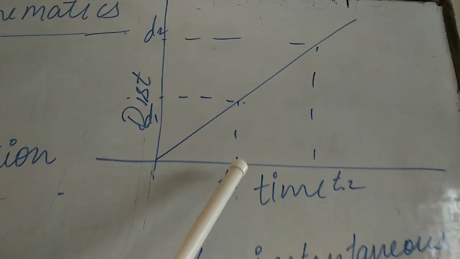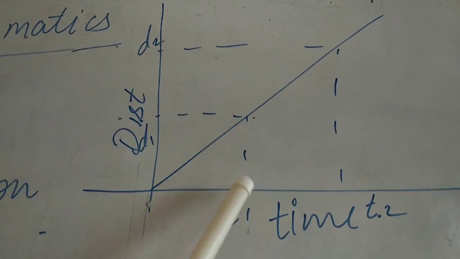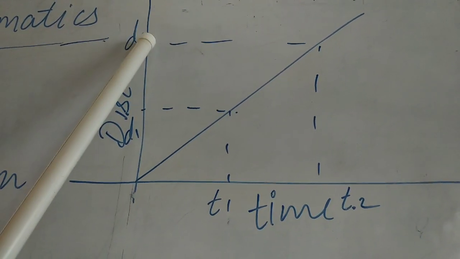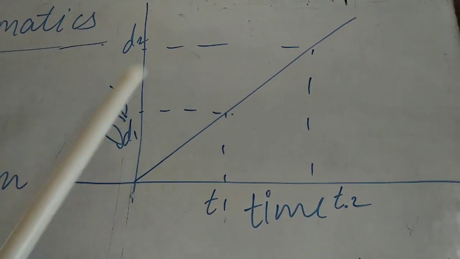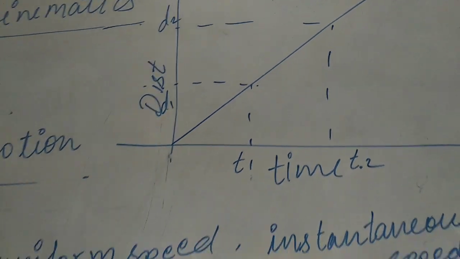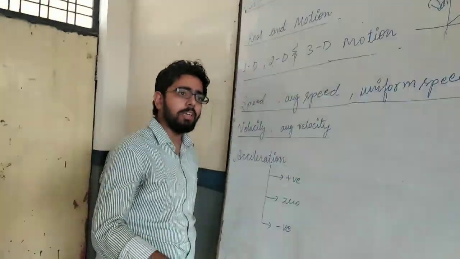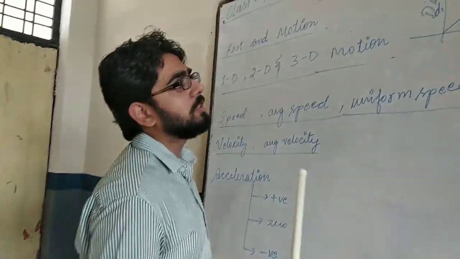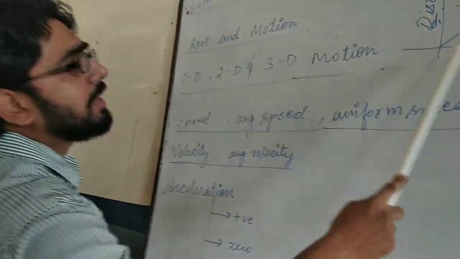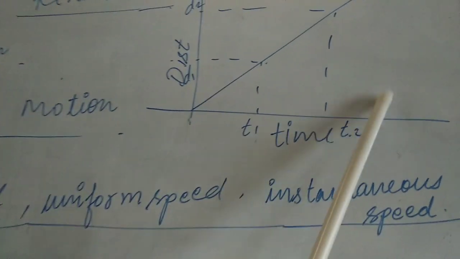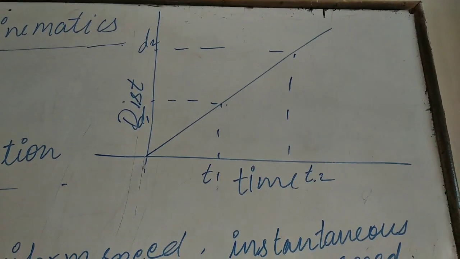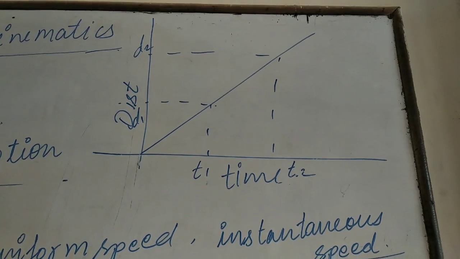Say a person has time t1 at distance d1, and time t2 at distance d2, meaning he is covering some distance, changing position. If anything covers some distance, that means that body or object is moving, changing its position with respect to time. By the graphical method, that is known as motion.